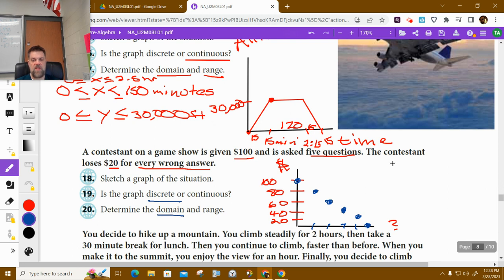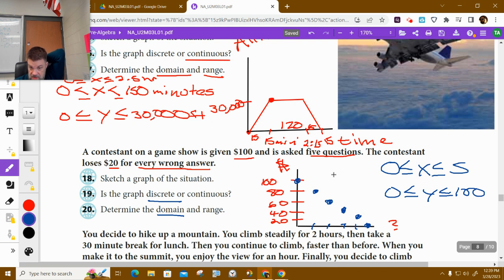Now what's the domain? The domain is the x value. So x goes from 0 to 5, right? And then what's the range? Well, it goes from 0 to 100. Let me write that out so you guys know. This is the domain. This is the range. Same thing over here. The domain refers to the x values, and the range refers to the y values.